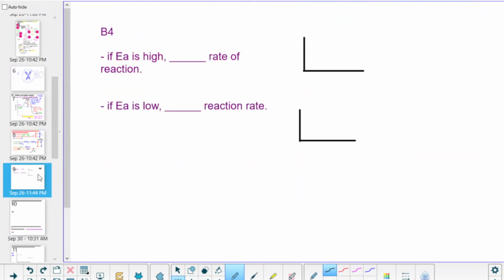Draw little sketches. What do you think the activation energy would look like on that diagram for a slow reaction and a fast reaction? So draw a high activation energy and a low activation energy, and predict if you think it would be slow or fast.